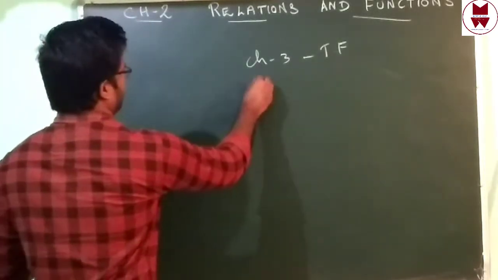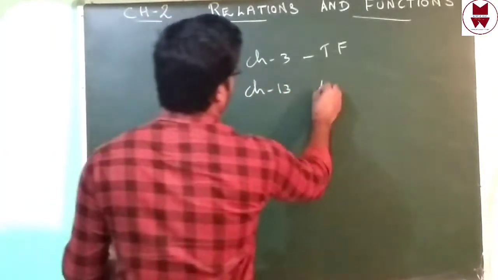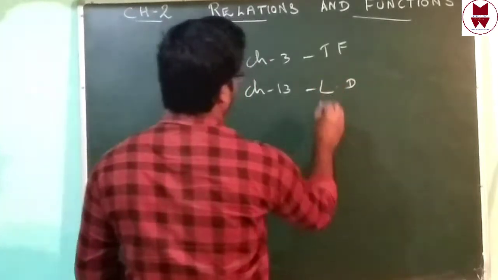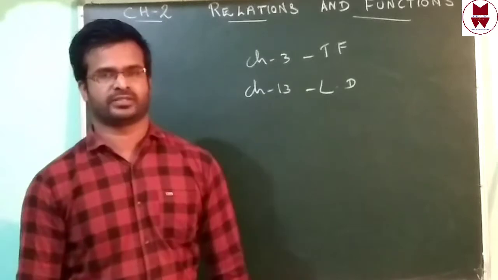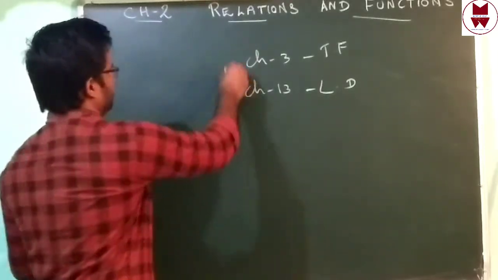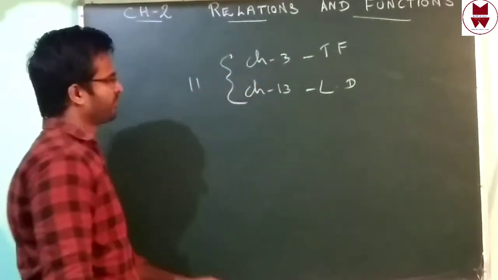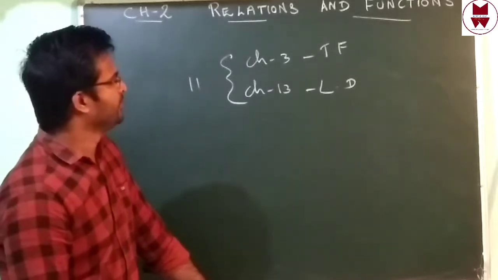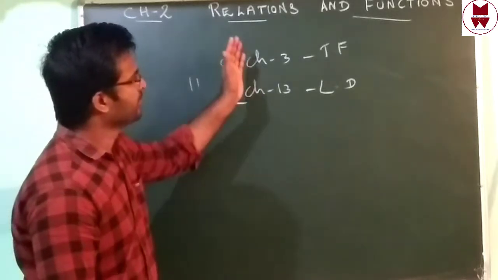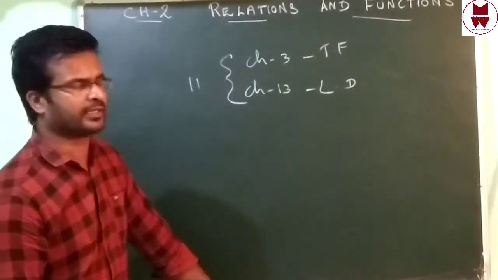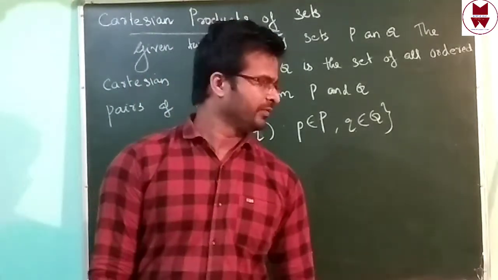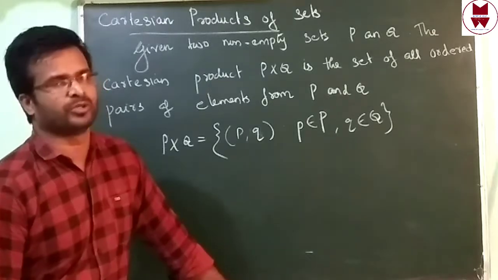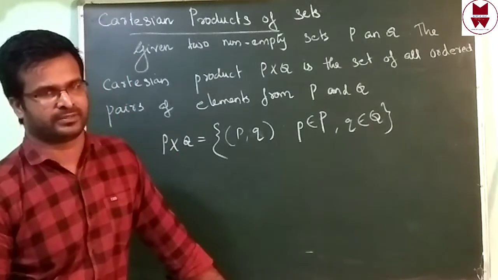And then chapter 13, limits and derivatives. In that chapter also we will use this relation and function. So in this year, in class 11, we are using relation and function, all those concepts in chapters 3 and 13. We can start. First topic is Cartesian products.